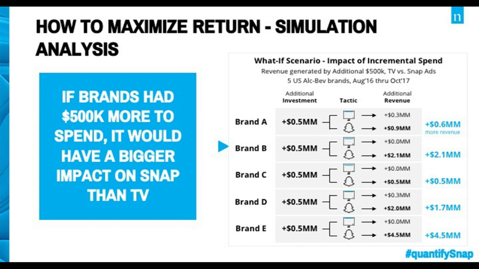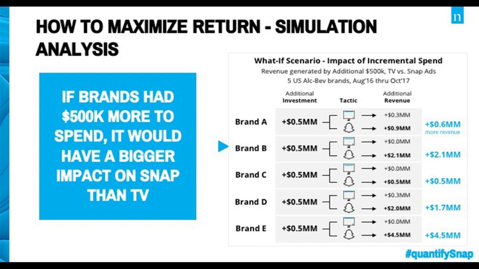So in the blue on the far right, you can see the difference between the two. Again, for brand A, the same $500,000, given where brand A was along their saturation curve, resulted in $600,000 additional revenue compared to investing the same amount in TV. So now that I've laid it all out, let's look at the individual results.